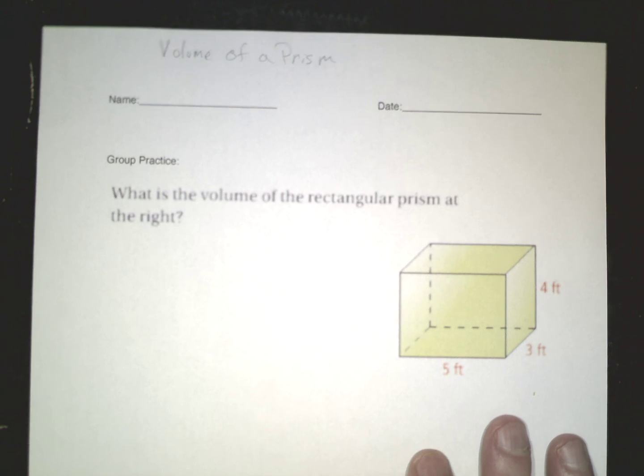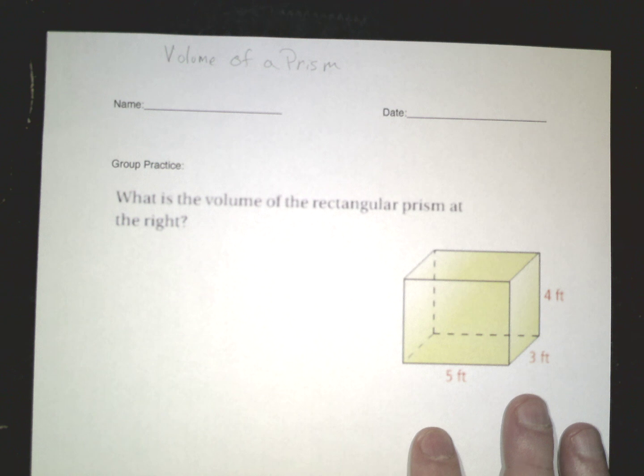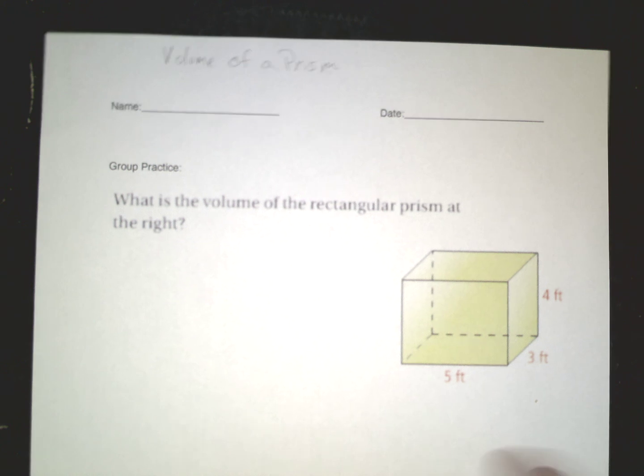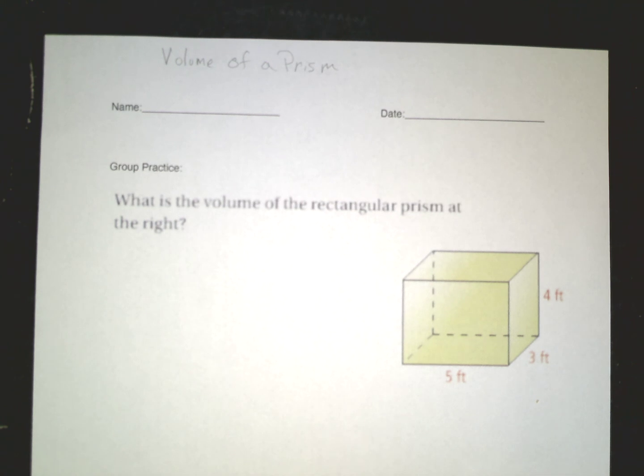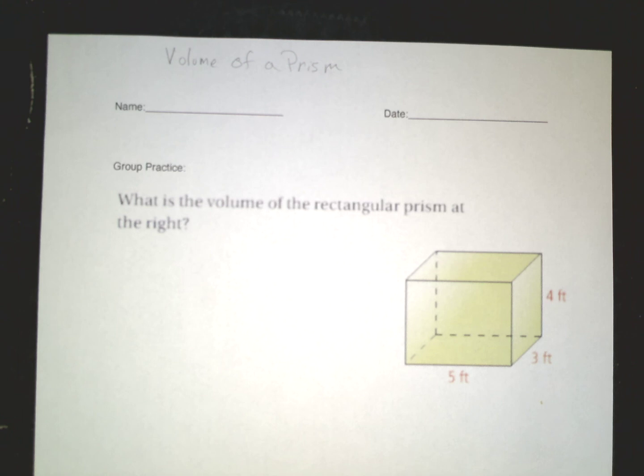This would be actually a really good fish tank. 5 feet by 3 feet, by 4 feet high. That's a pretty darn big fish tank. Okay, so my question is, how many cubic feet of water could I put in there? That's a good question because I want to know how many fish need space based on cubic feet.